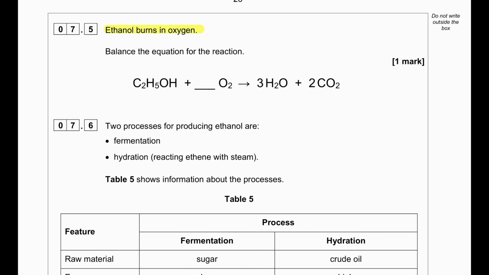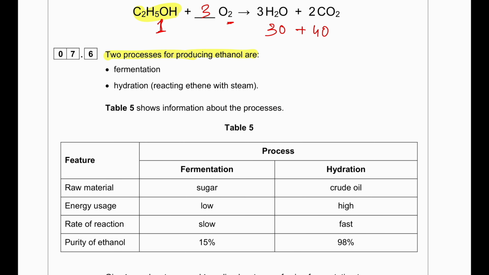Ethanol burns in oxygen. Balance the equation for the reaction. So we will count the oxygen on the right hand side. There are 3 oxygen here, plus there are 4 oxygen here. There is 1 oxygen here already present in ethanol. So we will require a total of 7 minus 1, which is 6. Because it is O2, we're going to divide the 6 by 2. That gives us 3. Two processes for producing ethanol: fermentation and hydration of ethene with steam.